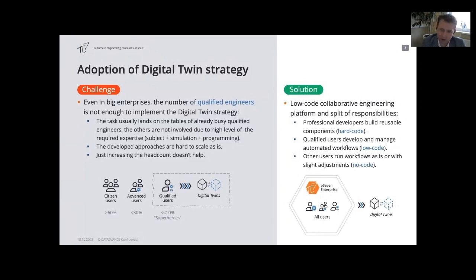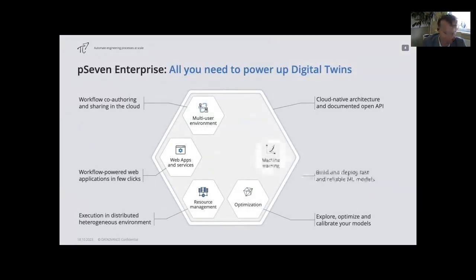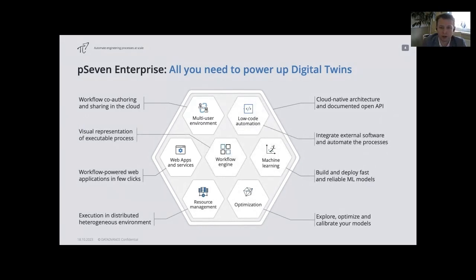And then the citizen users, they can just use those automated processes and models without any coding, without any programming, in order to make decisions about their products and assets. And this is precisely about P7 Enterprise. P7 Enterprise is essentially such a low-code platform which helps you to build digital twins at scale using low-code approach.